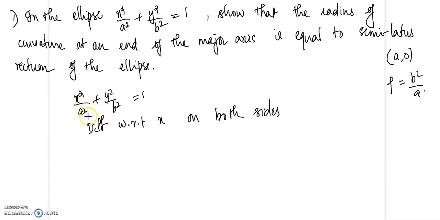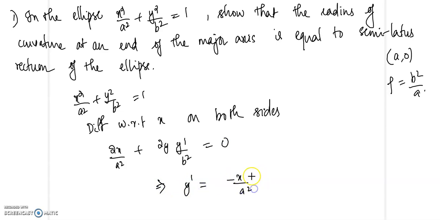The ellipse is x square by a square plus y square by b square equal to 1. Let us differentiate with respect to x on both sides. We will get 2x by a square plus 2y y dash by b square equal to 0. Therefore y dash will be minus x by a square into b square by y. Let us call it equation 1.